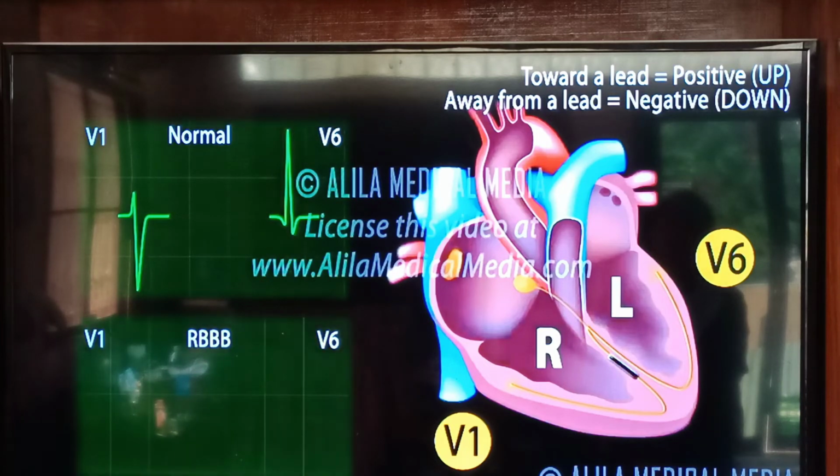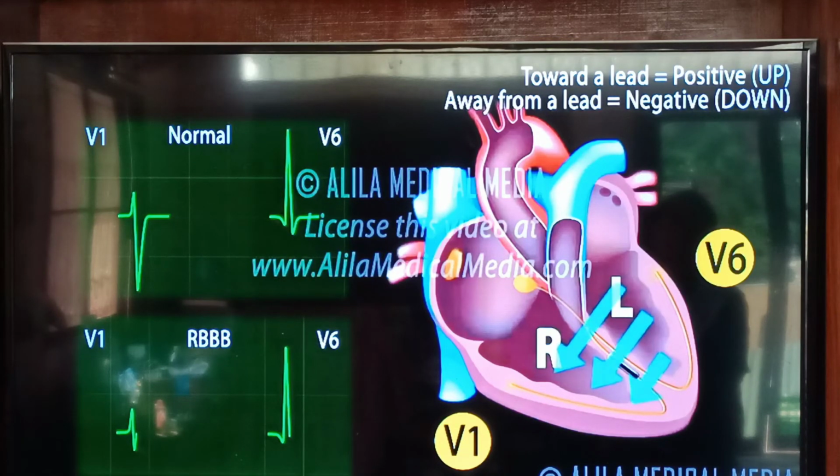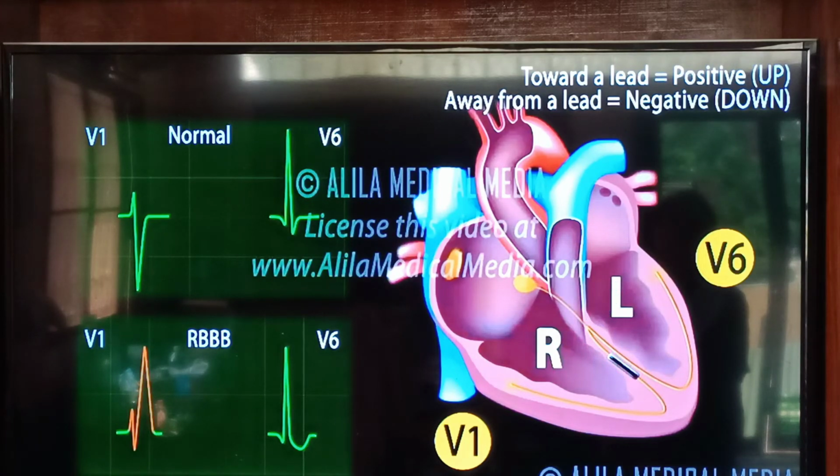In right bundle branch block, the initial septal activation is unchanged. The left ventricle depolarizes normally toward V6, away from V1, producing a positive deflection in V6, negative in V1. The impulses then reverse direction, spreading to the right ventricle, hence a subsequent negative wave in V6, positive in V1. Lead V1 gives a characteristic M shape with a terminal R wave, while V6 sees a broader S wave.